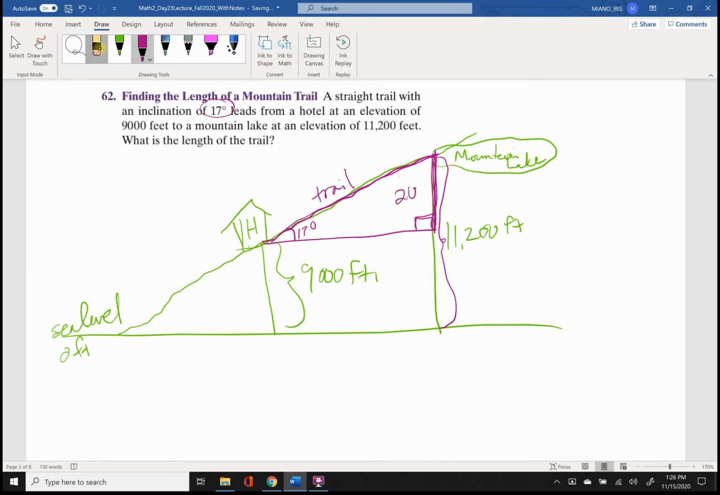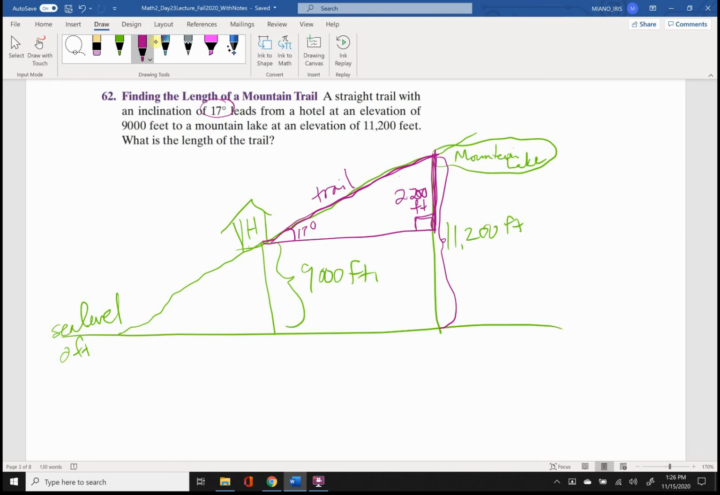So I'll go ahead and label that. Oops, hold on. Erase that right there. 2,200 feet. Just this distance from here to here. Cool. All right, so take that into account. The angle of elevation, and of course the hypotenuse of the pink triangle is going to be the trail distance that we want to grab.